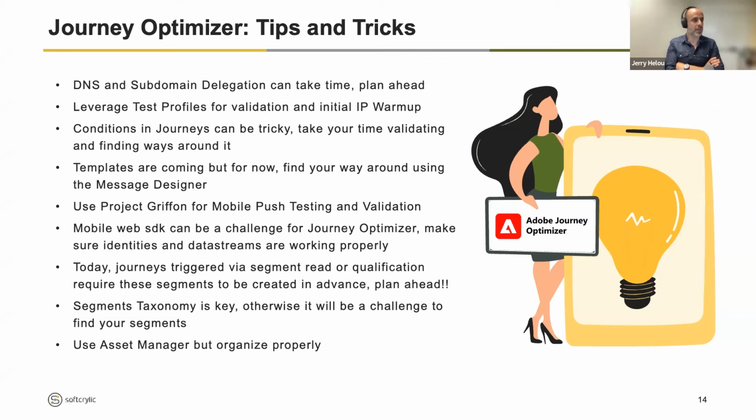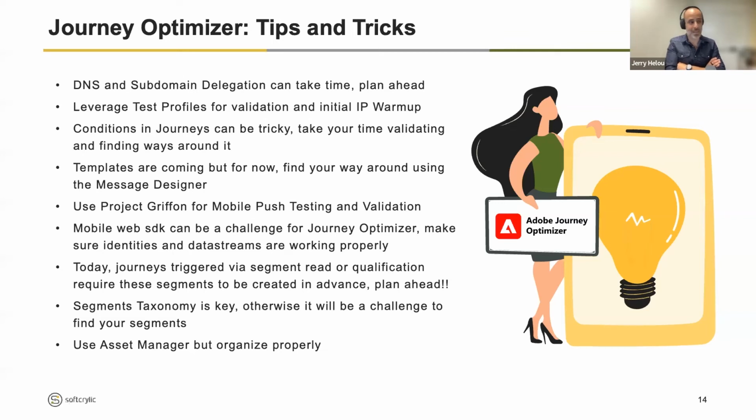Quickly on some of the other things, when it comes to mobile push, Project Griffin, I think it has a different name now. AEP Assurance. AEP Assurance, I like that. Or Assurance, yes. It's great. This way you're able to see exactly what's happening in your app, what's going out, and you can look at each call. Life changing. So I highly recommend it.